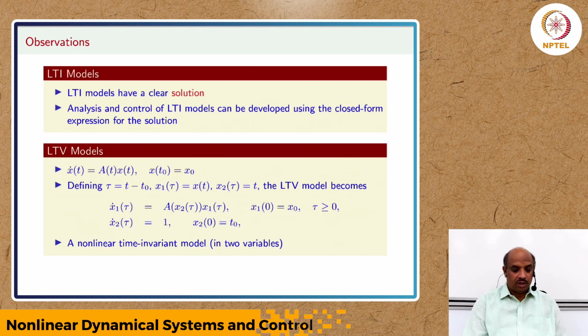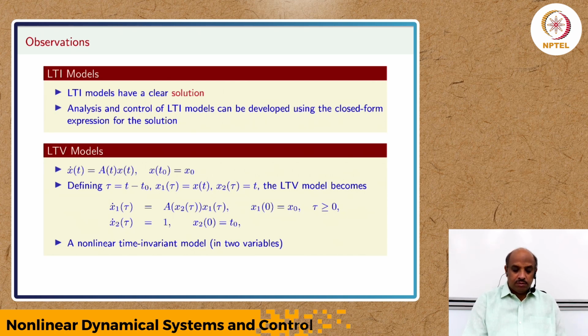In fact, they are indeed time invariant models. So we have x1 dot of tau is equal to A of x2 of tau times x1 of tau with some initial condition, and the second one is x2 dot of tau is equal to 1. So what did we do here? We essentially transformed a time varying, though linear model, into a nonlinear time invariant model. Where is the nonlinearity here? A is a function of x2 here, which is a nonlinear function typically, but otherwise this is a linear time invariant model.